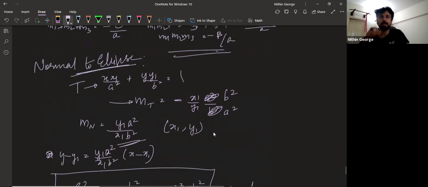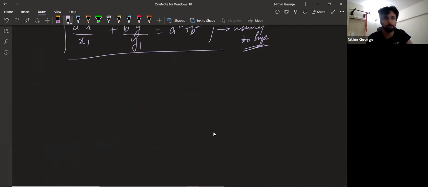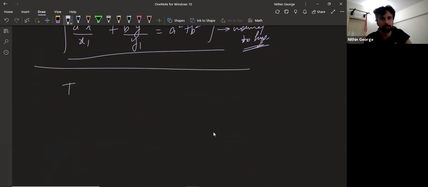Okay, this T equal to 0 is the tangent for all the cases. So when the point x1 comma y1 lies outside the ellipse or hyperbola or any conic, T equal to 0, what will it become? It will become the chord of contact. Okay. I taught some other formulas yesterday, right? T equal to S1. Guys, what is T equal to S1?